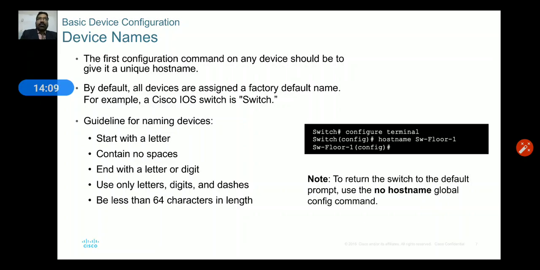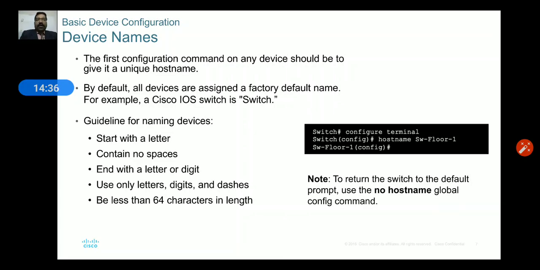After reaching the global configuration mode, you have to change the host name. How do you change the host name? To change the host name, we have to use the command. What is the command? hostname followed by the given name of the device. So what is the name of the device given here? Here the name of the device is SW-floor-1. Maybe this switch is on the first floor, because of that they assigned a name like this.